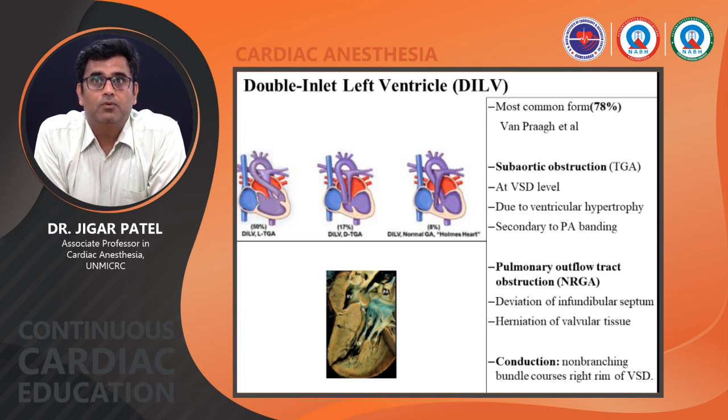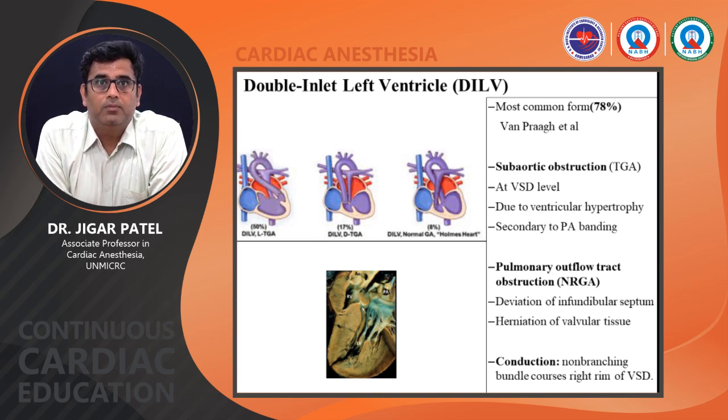It is the most common form in Van Praagh's original series of the study of single ventricle. So double inlet left ventricle is present in 3 forms. The first is a double inlet left ventricle with LTGA type. Here the RV is on the left side. And the second is a double inlet left ventricle with DTGA type. Here the RV is on the right side.